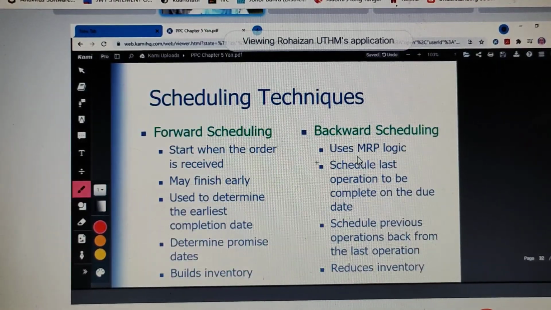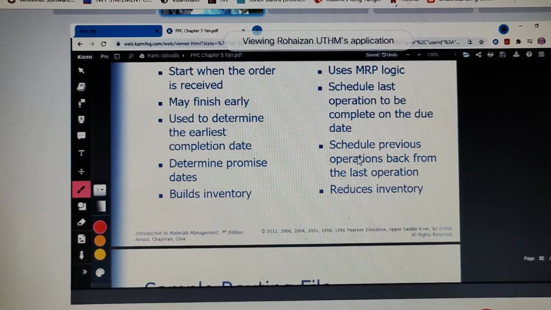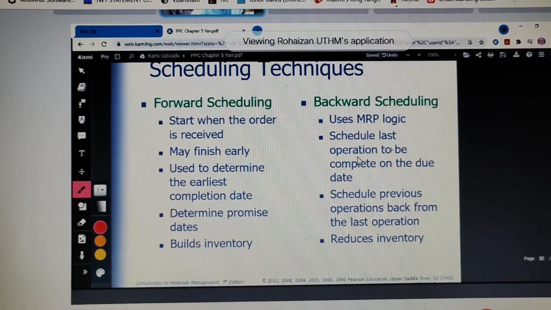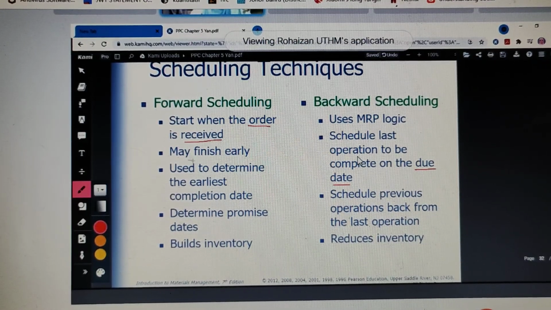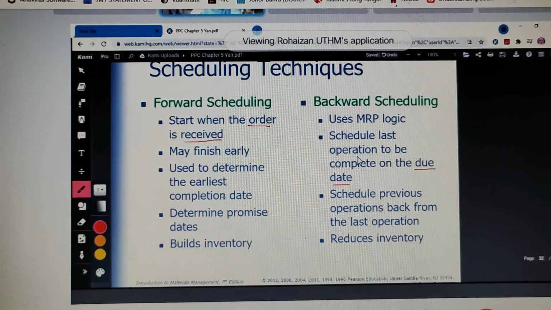So this is the characteristic between forward scheduling and backward scheduling. Backward scheduling uses MRP logic, but schedules the last operation to be completed on the due date, so we are using the due date. Forward scheduling starts when the order is received. We just start and proceed with our process, then we finish early, because we start early. Here it is based on the date, used to determine the earliest completion date.